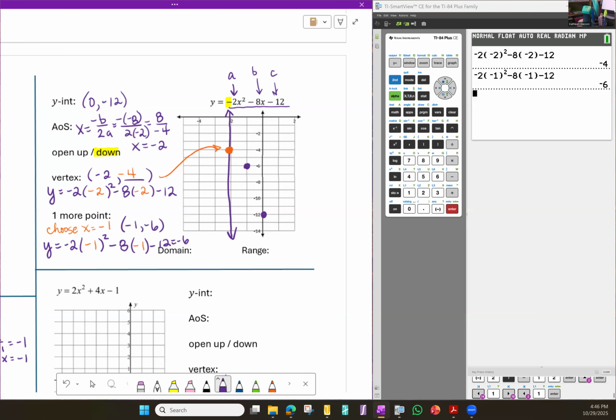This graph is symmetrical across the axis of symmetry. So I can add a point at (-3, -6), and also at (-4, -12), and go ahead and connect the points so that I can see better what this parabola should look like. The domain is from -infinity to infinity, and the range is from -infinity up to -4. This is my maximum.